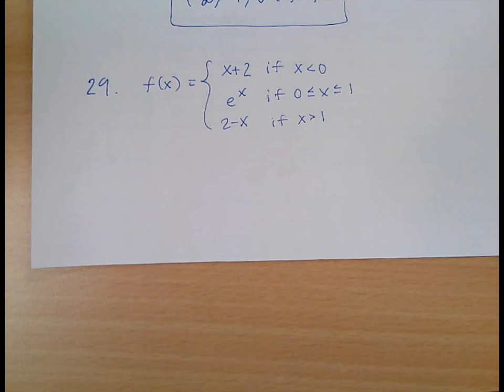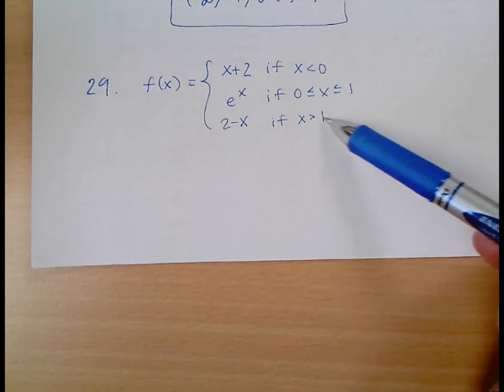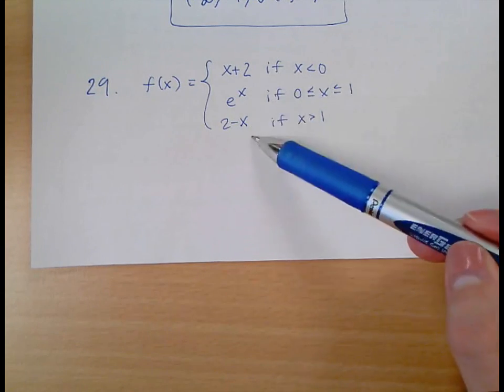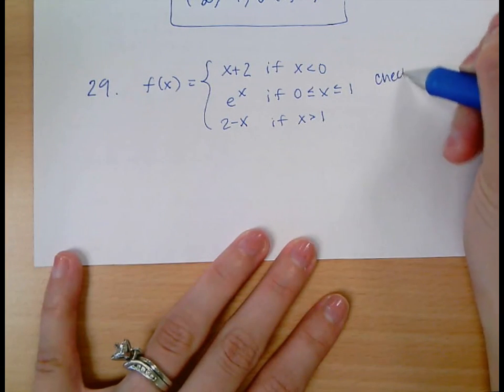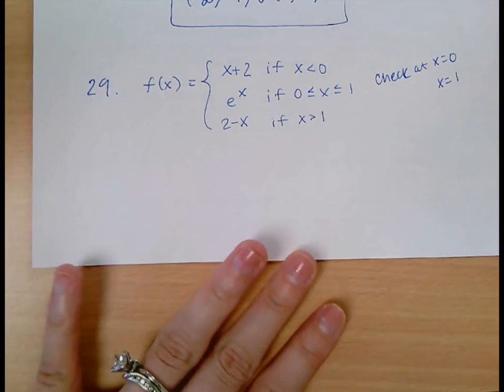Yeah, approaching from the left or the right. Yeah, look at your boundaries in these domains, the 0 and the 1. Those are where your expressions change. Those are the possibilities or the candidates for being discontinuous. So you should check at x equals 0 and at x equals 1.